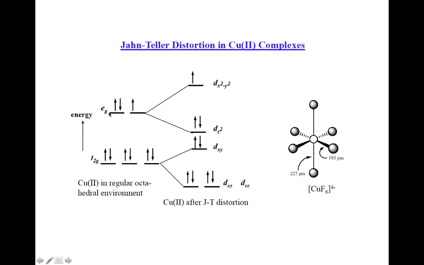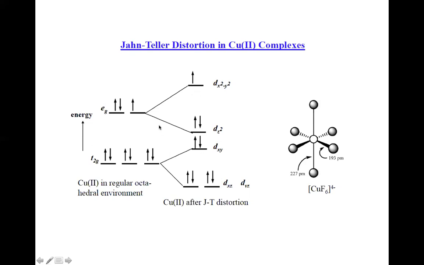On the other hand, the eg set of orbitals will again be split into two sets. One has the dz square orbital, the other has the dx square minus y square orbital. Since the dx square minus y square orbital is raised in energy, preferentially the lower lying orbital will be filled first. So the dz square orbital will be fully filled. On the other hand, the dx square minus y square will be half filled, and that makes the dissymmetry in the electronic configuration.